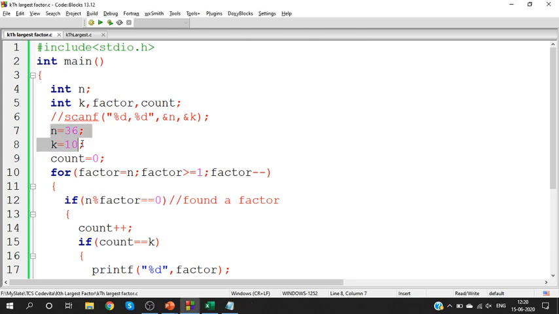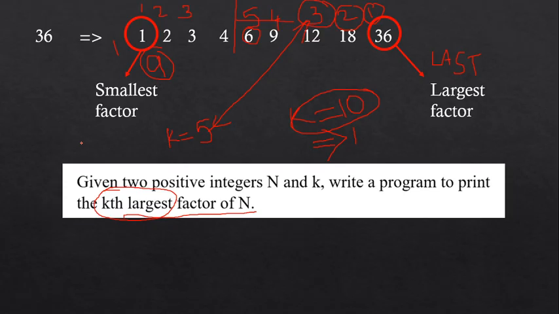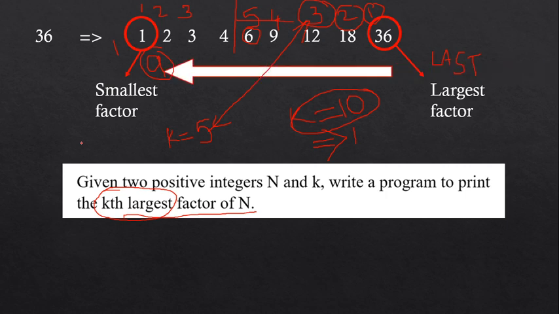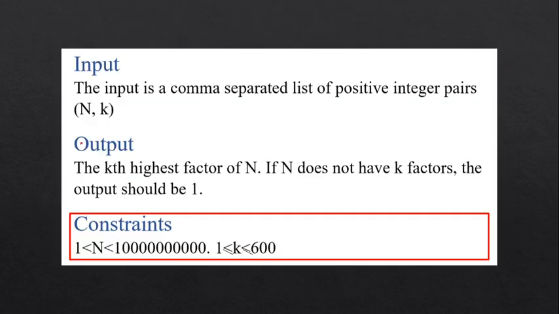Okay. So now take a look at the constraints. We missed one part in the question, which is the constraints. What are they telling you about constraints? Constraints is nothing but the range of values. Your input might be in this range. That is what they are telling you. So the constraints are for the n value. N will be in the range 1 to 10 power 10. K will be in the range 1 to 600.